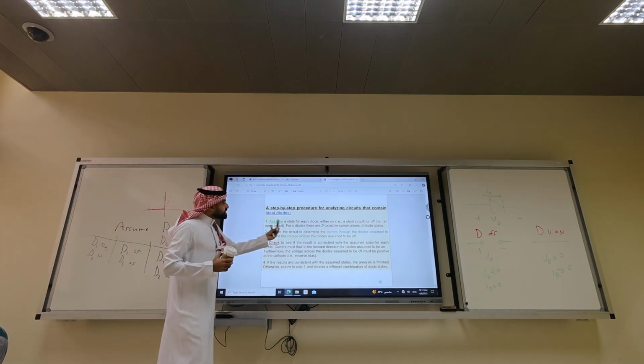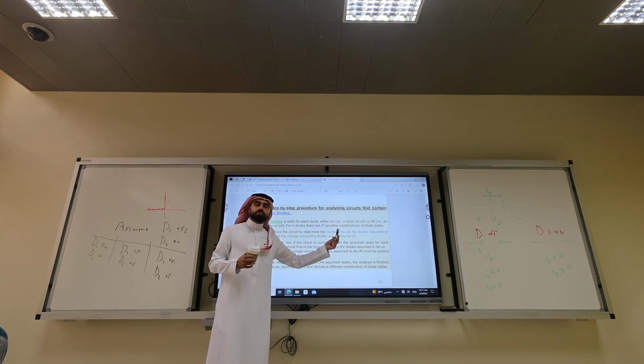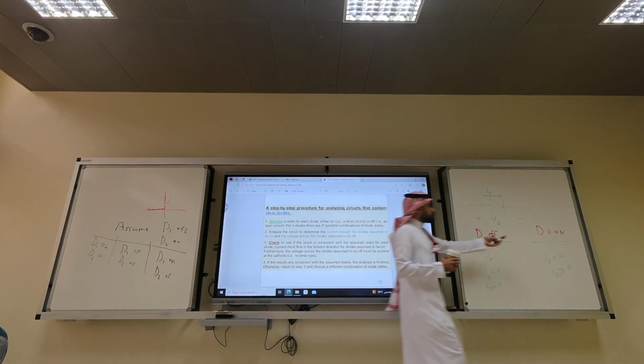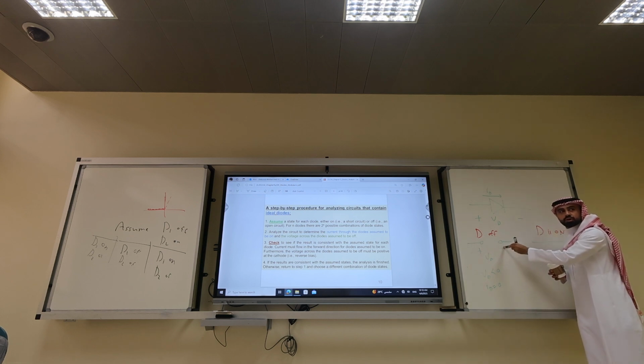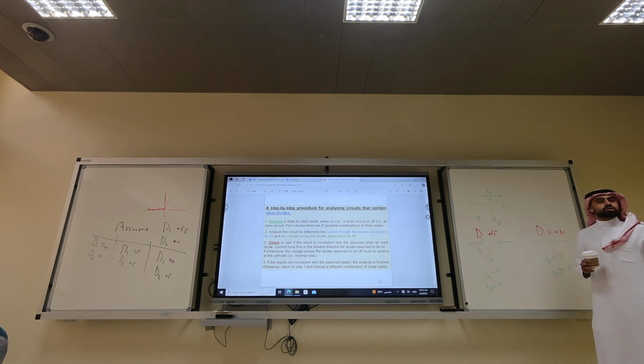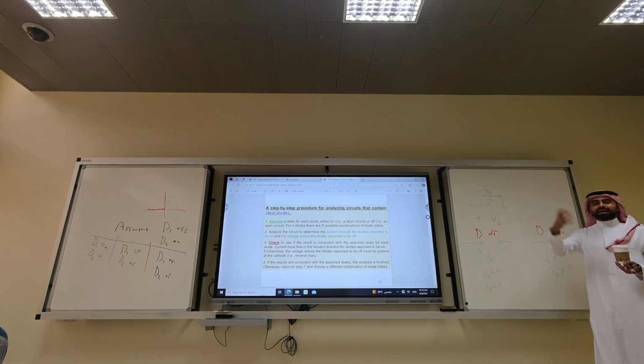So you have to assume a state for each diode, either on or off. If it's on, you replace it with what? Short circuit. If it's off, you replace it with what? Open circuit. So how many circuits do you need to draw if you have 2 diodes? 4 circuits. How many? Well, not really.